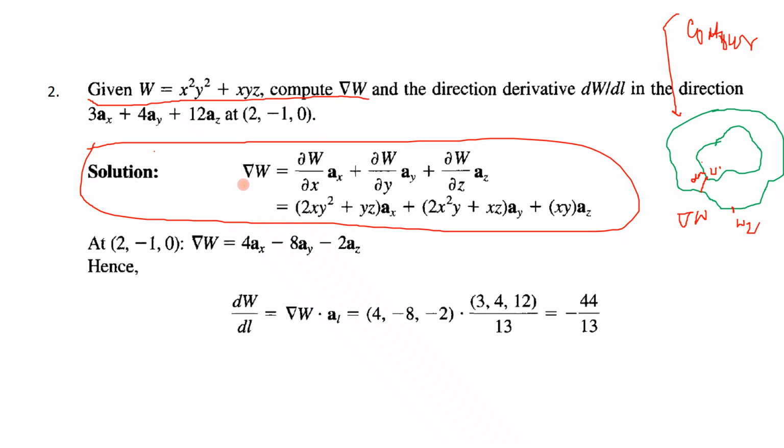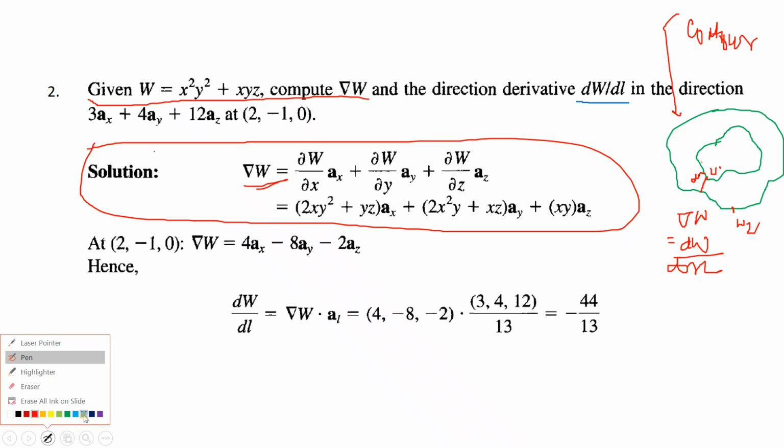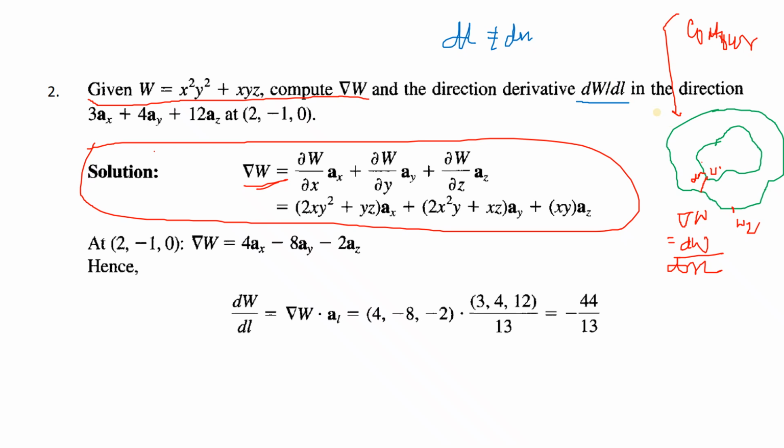Now you are getting the gradient, which is delta W. The second part of the question is that you have to find the directional derivative dW by dl. This gradient is the one we have already calculated, dW by dn, where n is the shortest path. But in the second part of the question, dl is not equal to dn.